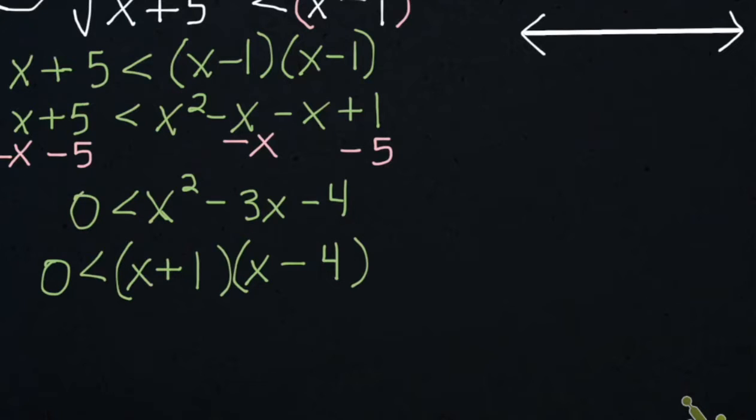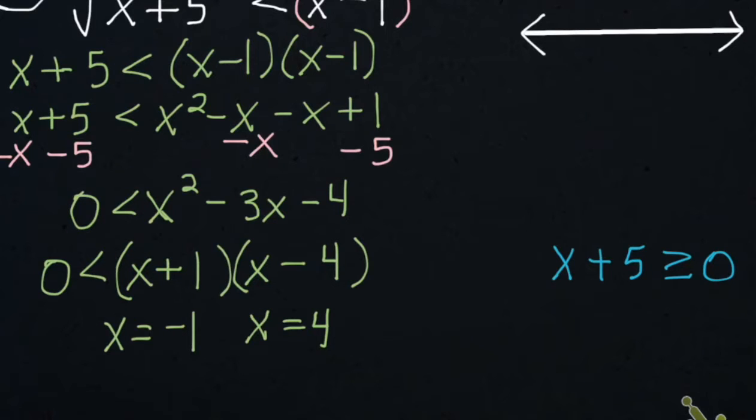What would x equal to get x plus 1 to be 0? Yes, it would have to be negative 1. What about the x minus 4? That would be positive 4. Those two numbers are going to go on my number line. But wait, we still have part 2. Take the quantity under the radical, x plus 5, and set it greater than or equal to 0. So x has to be greater than or equal to negative 5.